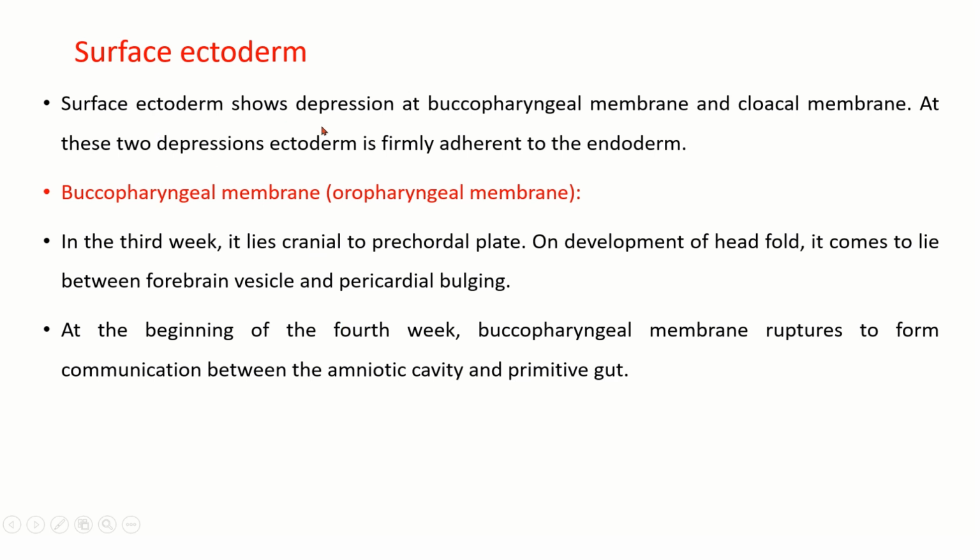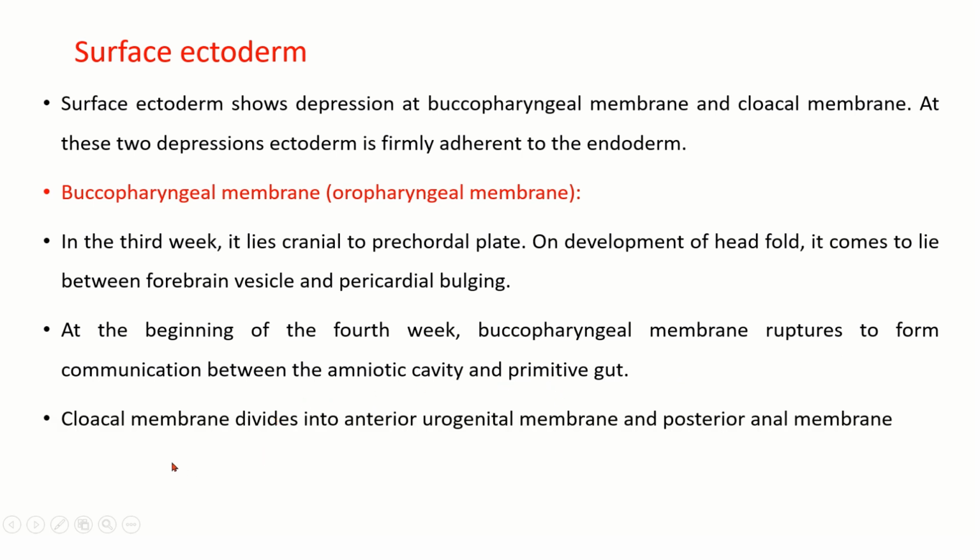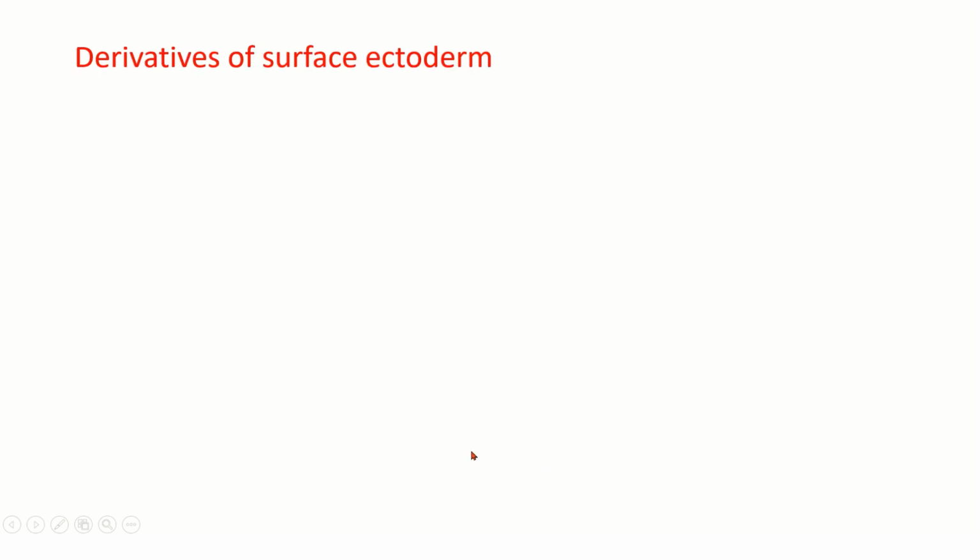The surface ectoderm shows depression at the buccopharyngeal membrane and the cloacal membrane. So at these two depressions, the ectoderm is firmly adherent to the endoderm. There is no mesoderm. The buccopharyngeal membrane is also called the oropharyngeal membrane. In the third week, it lies cranial to the prechordal plate. On development of the head fold, it comes to lie between the forebrain vesicle and the pericardial bulging. At the beginning of the fourth week, the buccopharyngeal membrane ruptures to form communication between the amniotic cavity and the primitive gut. That will be the stomodeum. The cloacal membrane divides into the anterior urogenital membrane and the posterior anal membrane with the development of the urorectal septum.